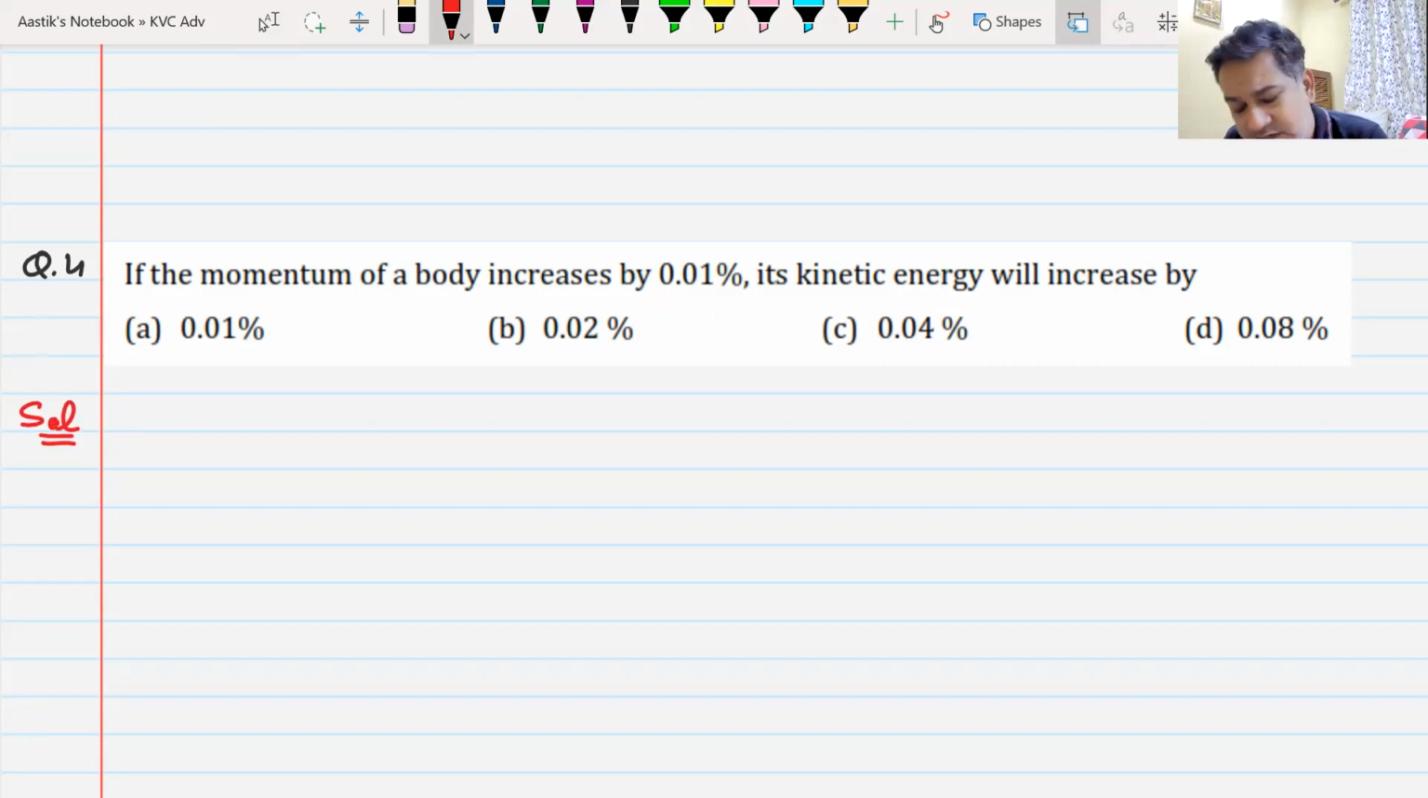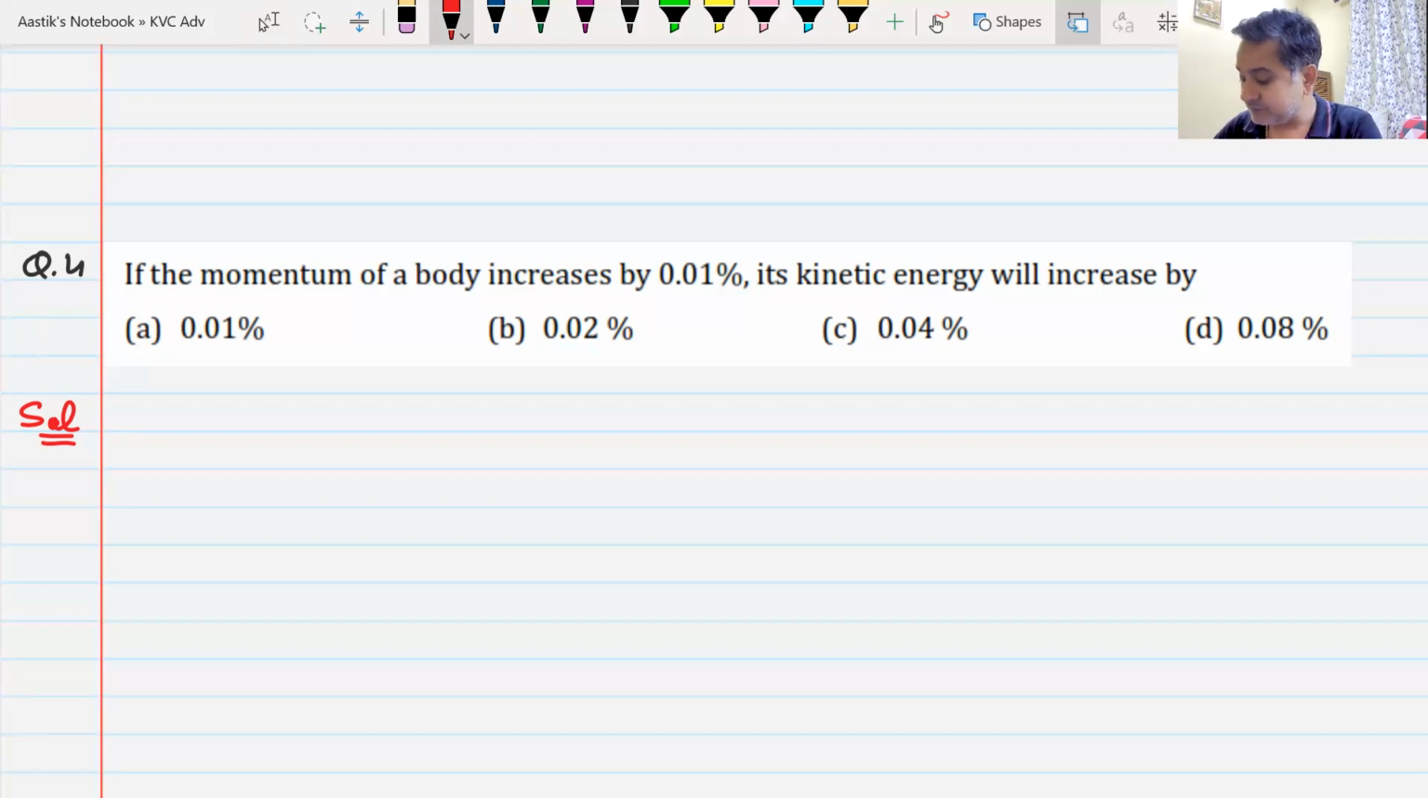The same question could be asked in a different way. If the velocity or the speed of a body changes by 0.01%, what is the change in its kinetic energy? Whether I call it change in momentum or change in speed, both are the same thing because both are changing because of the change in the speed. So both the questions are the same. How are you supposed to do this?